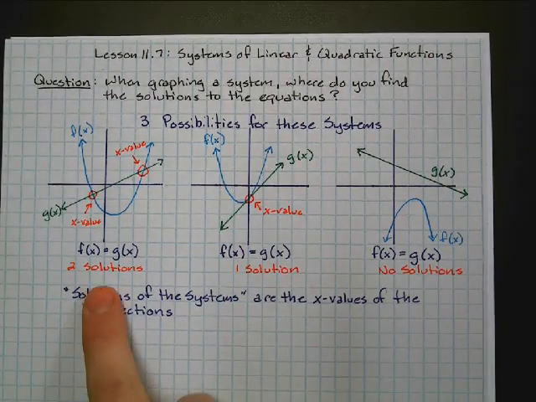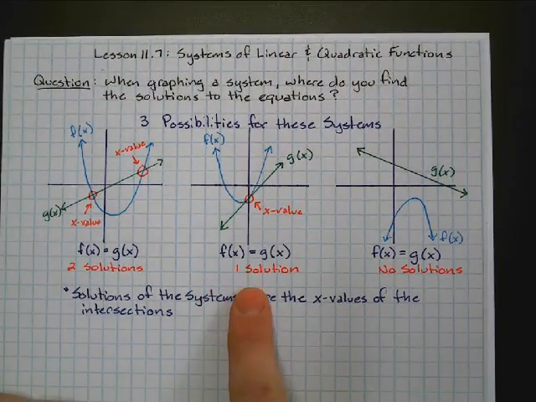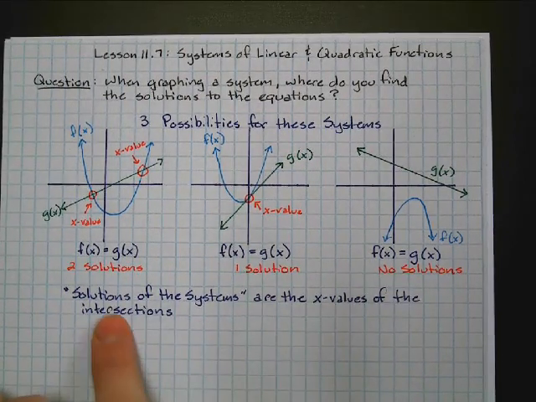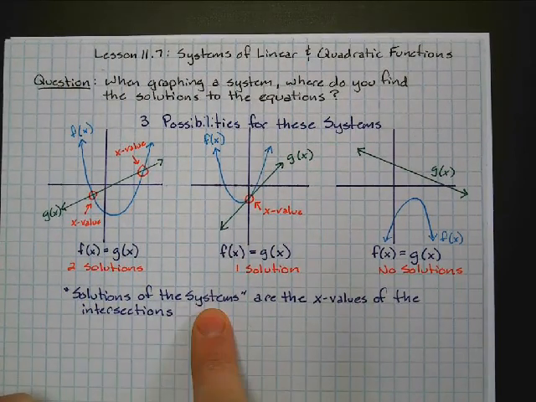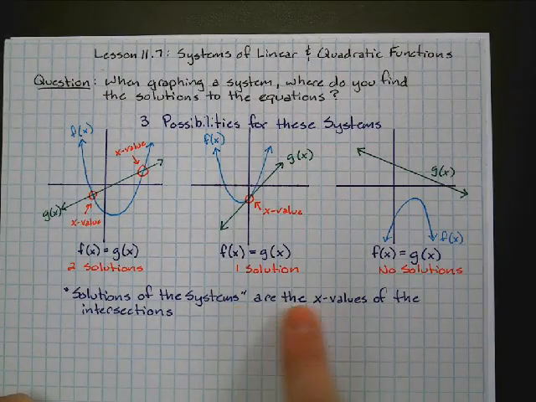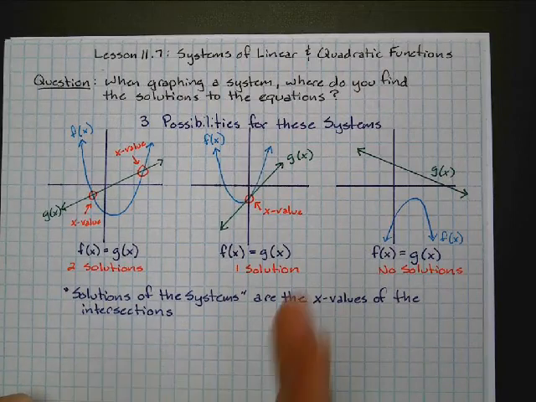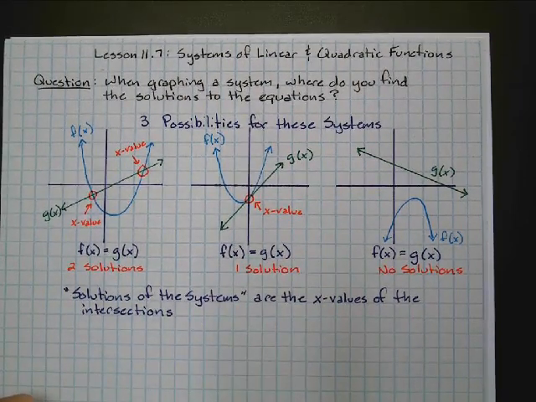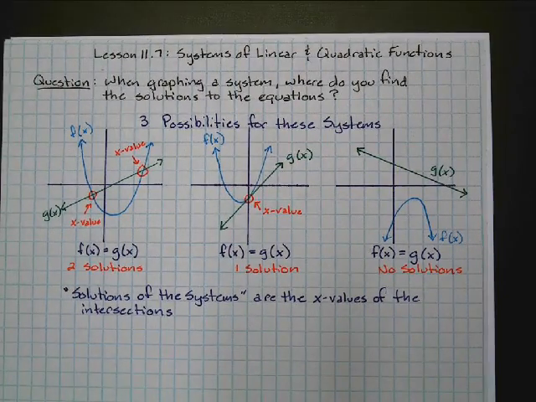So you can have two solutions, one solution, or no solutions. And when we're looking for the solutions of the systems, we're looking for the x values of the intersection. So we don't care about the y because we already know the y is equal to each other. We're looking for the x values where they're equal to each other. All right, so solving algebraically, let's start with that.